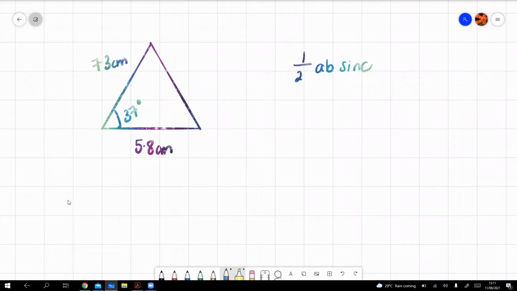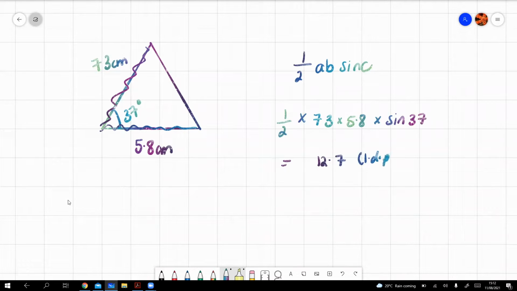It's not base times height divided by 2 because I've got an angle involved and I do not know the height. So I'm going to do a half. Well, my sides are sandwiched between this angle. So I'm going to write 7.3 times 5.8 times sine 37. Okay, and I'm just going to work that out on my calculator. I'm going to do 0.5 times 7.3 times 5.8 times sine 37, and I end up with 12.7. I'm just going to do it to one decimal place, 1 dp, and centimeters squared because it's area. Okay, just double check the units. And there we are, we've worked out the area of this triangle.